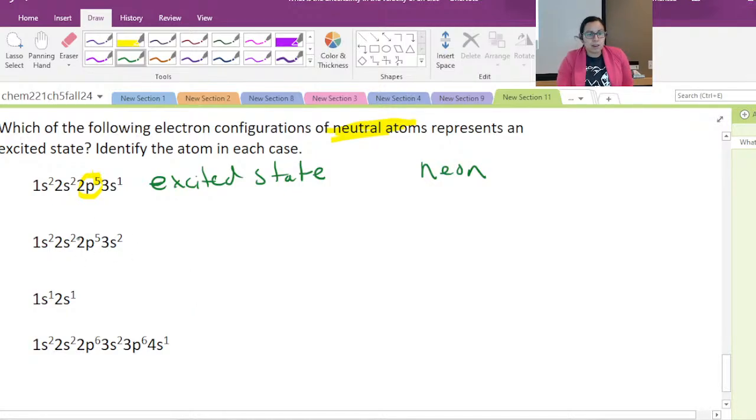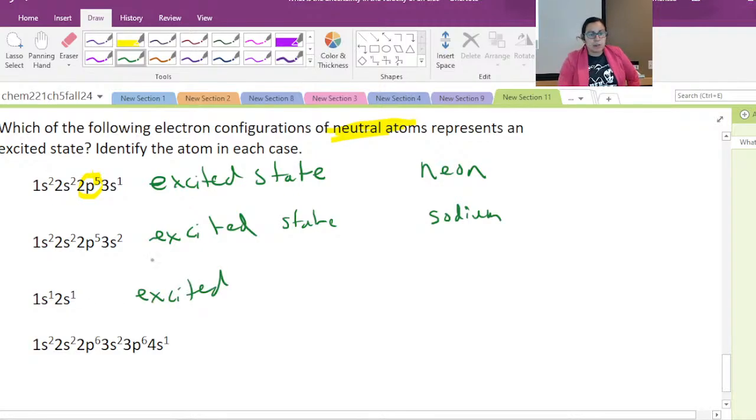Let's see if we can take a look at this next one. So again, is it excited? So yes, y'all are fast with that one. And then can we tell which one it is? Sodium. Excellent. All right, did you get a chance to look at this one? So excited, unexcited? Excited. And then which element? Helium.